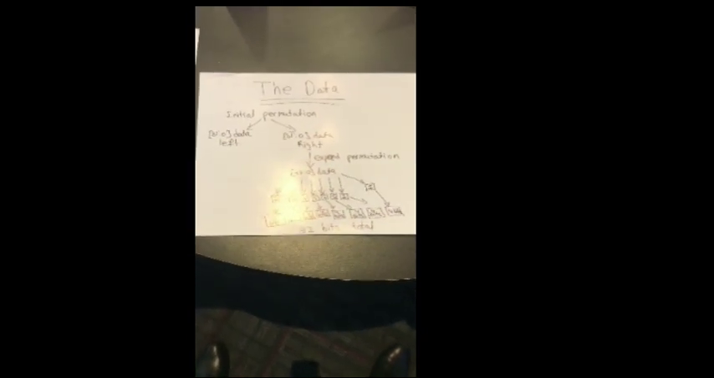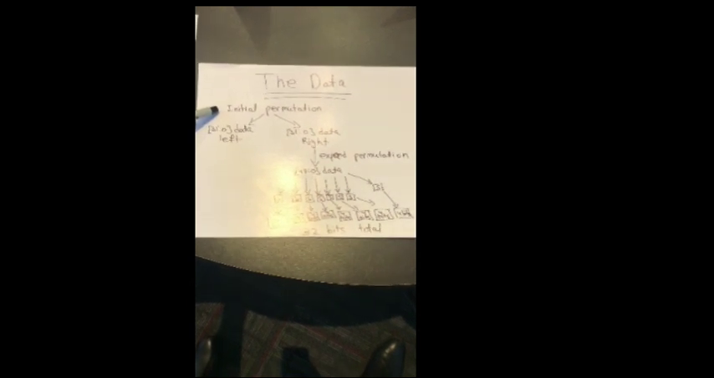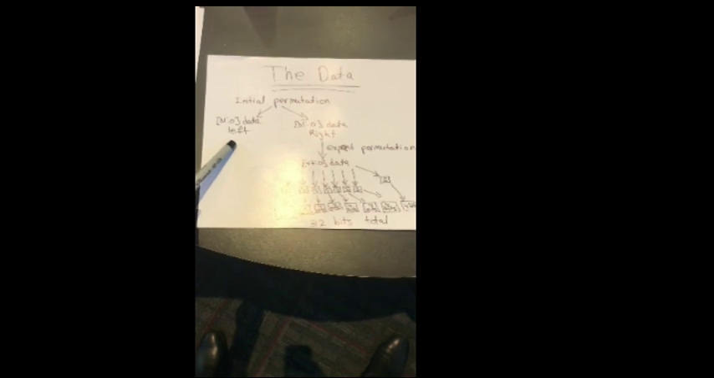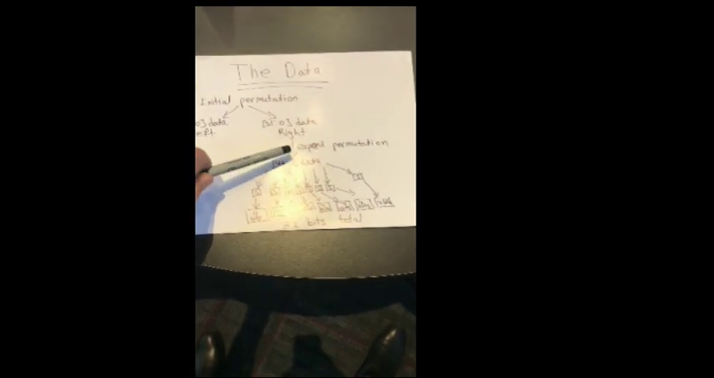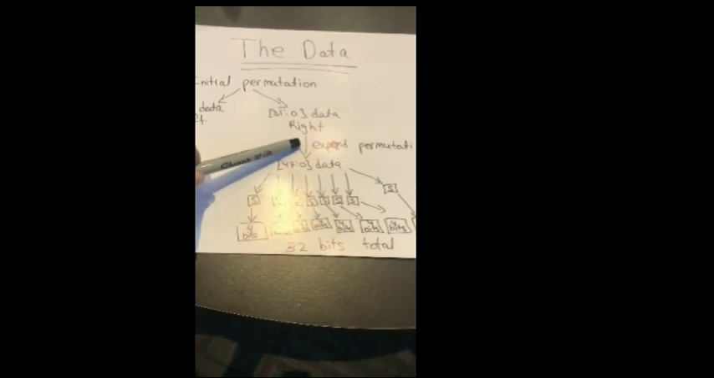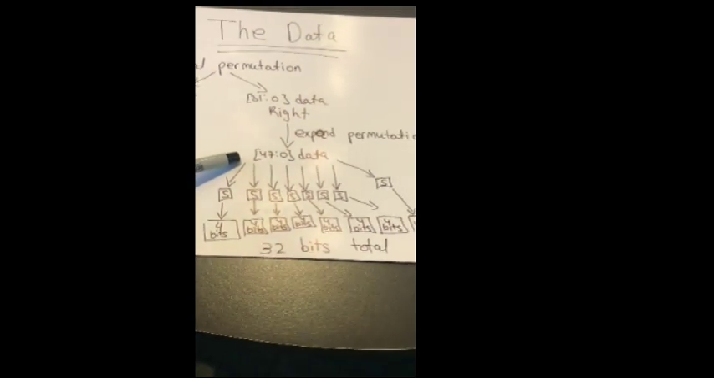First, an initial permutation is done on the data. Then the 64-bit data is divided into two 32-bit numbers we call the left and right parts. The right 32 bits is put through an expand permutation to match the size of the 48-bit key. This permutation is done by copying certain bits.